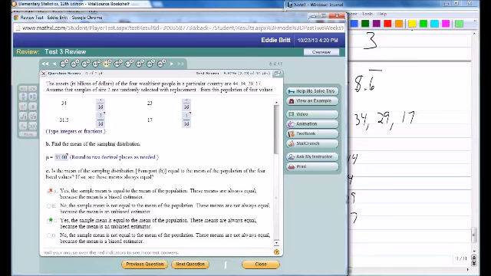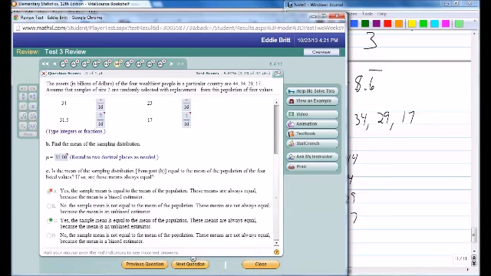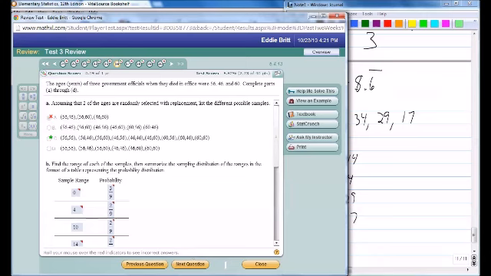And so, is it always equal? Yes, the sample mean is equal to the mean of the population. These means are always equal because the mean is an unbiased estimator. It takes a little time, but it's just a lot of plug and chug numbers. On this one, the same thing. This is the sample size. If you figure out the sample size, that's actually one of the questions on this one.